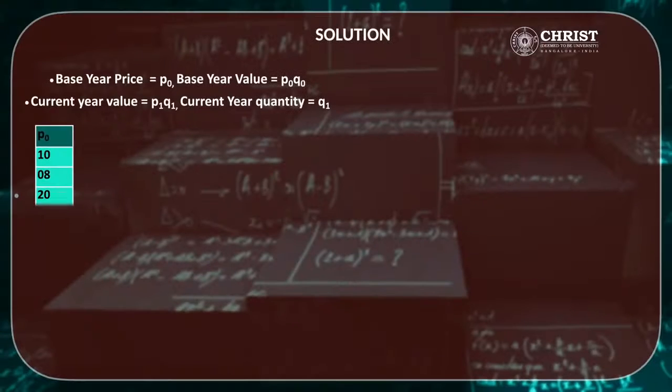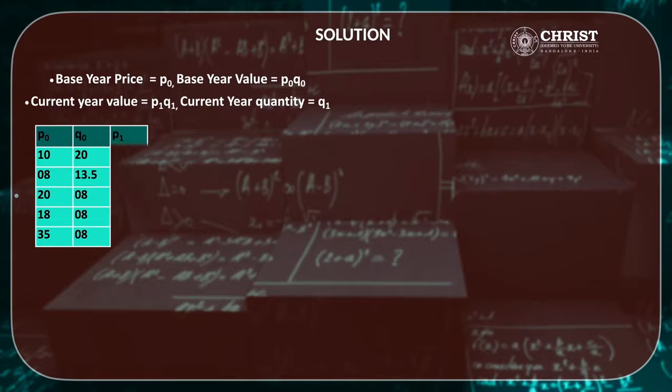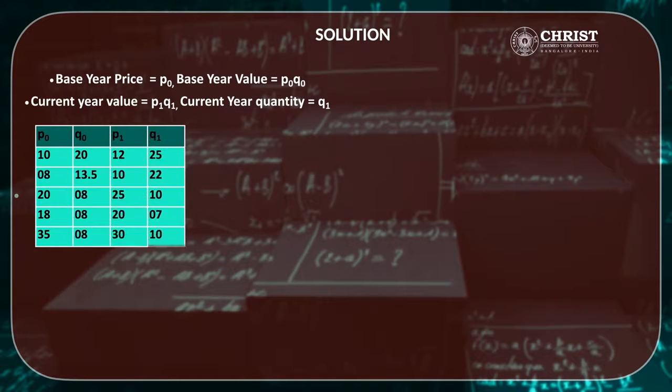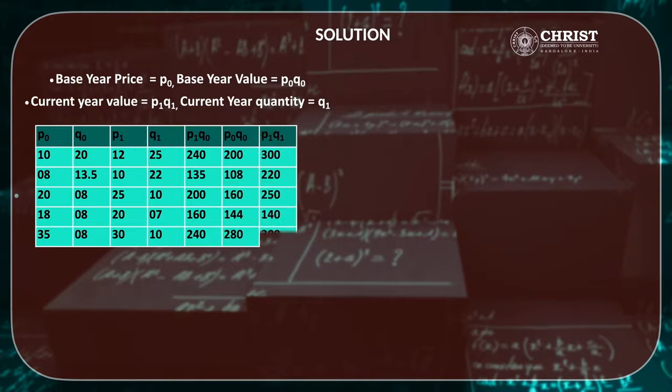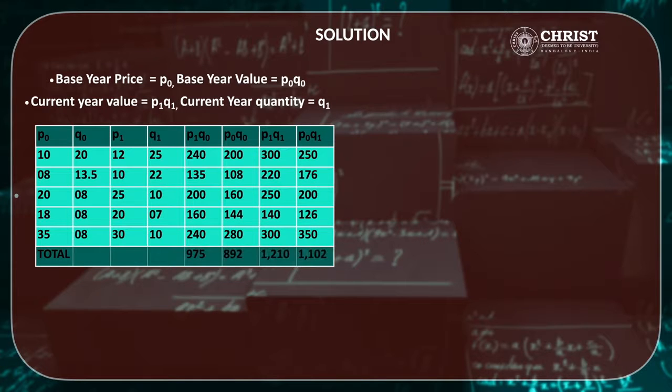Now we have explained the table. P0 values are there, Q0, P1, Q1, P1 Q0, P0 Q0, P1 Q1 and P0 Q1. The total values are 975, 892, 1210, 1102.